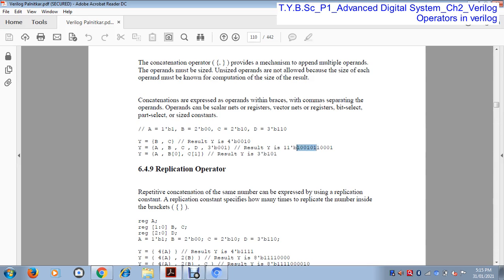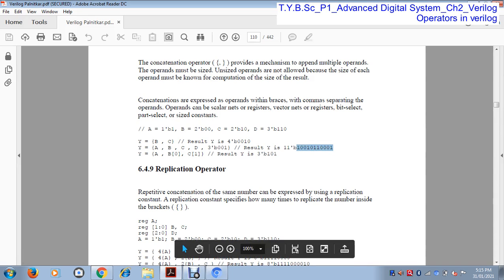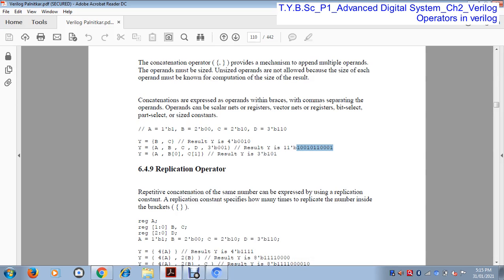This is the value of Y, because this Y contains the values of A, B, C, D, and this 0 0 1. So the value of A is 1, so here we write 1. The next is B. The value of B is 0 0. Now the next, the value of C. C is 1 0, so here we write 1 and 0. Now D. The value of D is 1 1 0. And then 0 0 1 0 0 1. So this Y operator contains the values of all these operands.